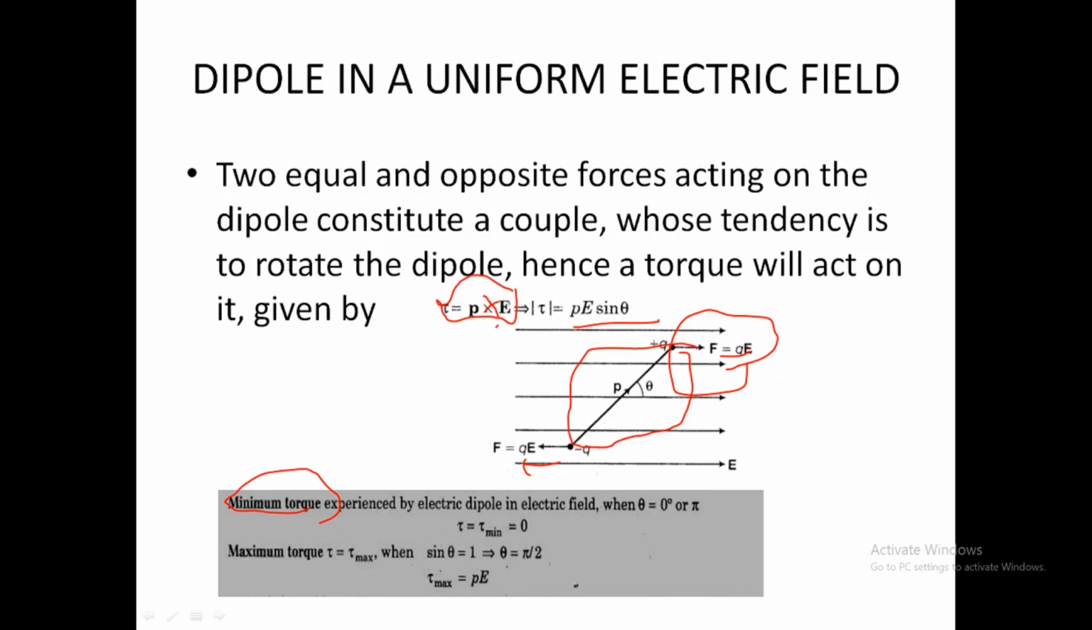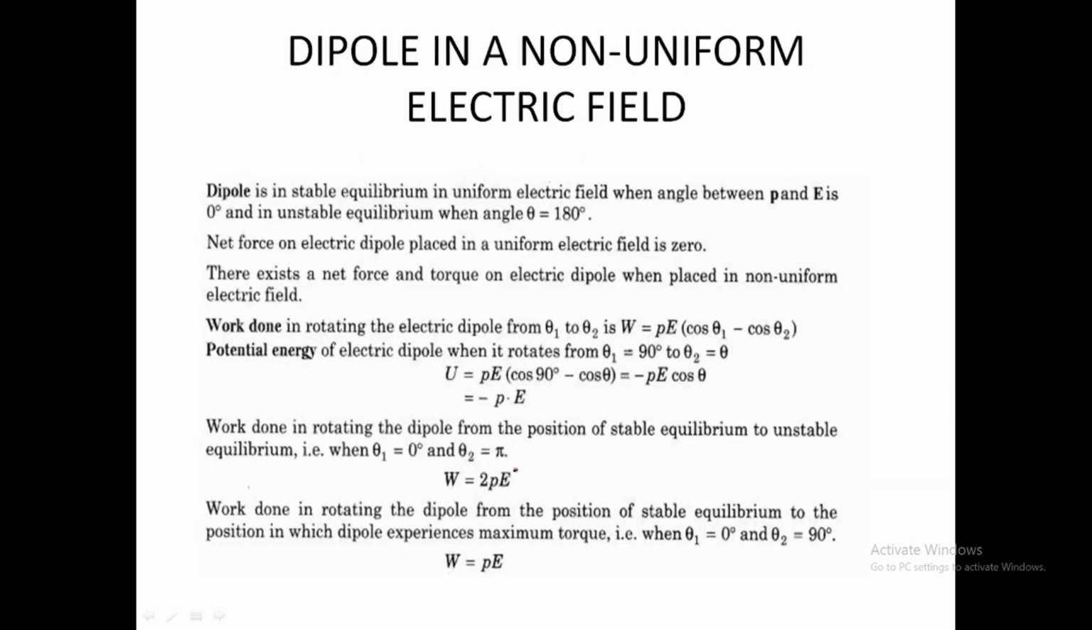The maximum torque will be obtained when theta is 90 degrees. Both the formulas can be obtained from P E sin theta. We just replace the angle value and we get tau minimum and tau maximum. So what will happen if a dipole is placed in a non-uniform electric field?